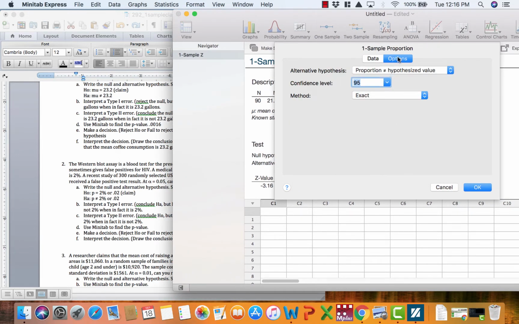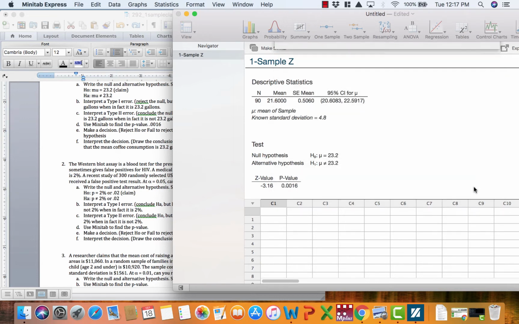All right, we go under options. And we need to specify our alternative, which here is not equal to. We can ignore confidence level. And because it is a proportion, we have to change the method to normal approximation. And we say, okay.